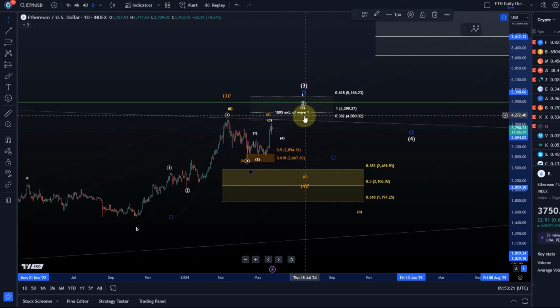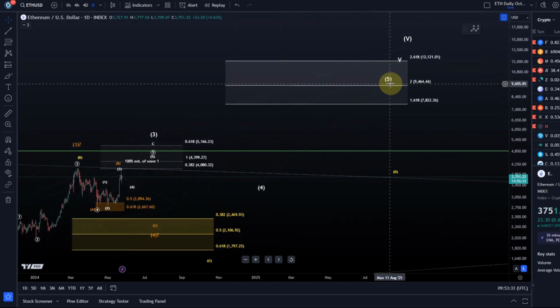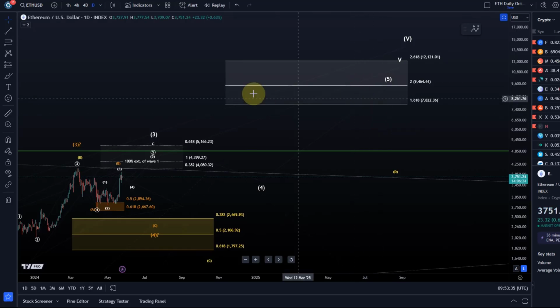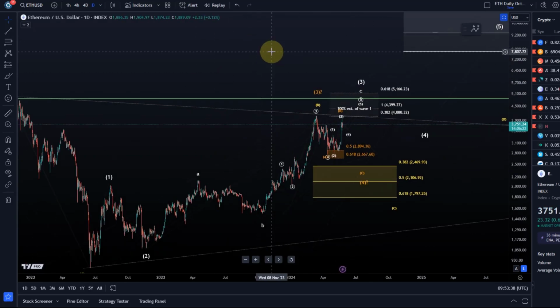And that third wave might take us to 4,400. I've got some more levels on the smaller time frame, but 4,400 to maybe even 5,166 in the next move up, then a wave 4, and then the last push to bull market targets. That's sort of the current working thesis.